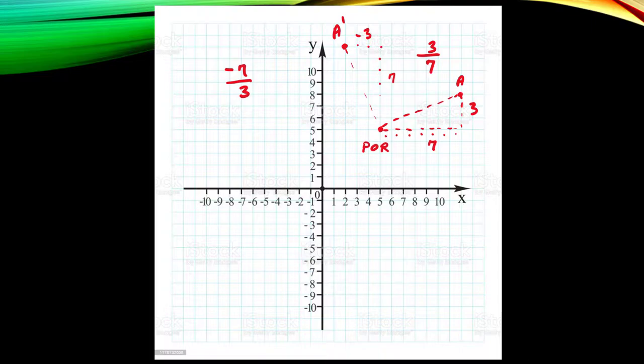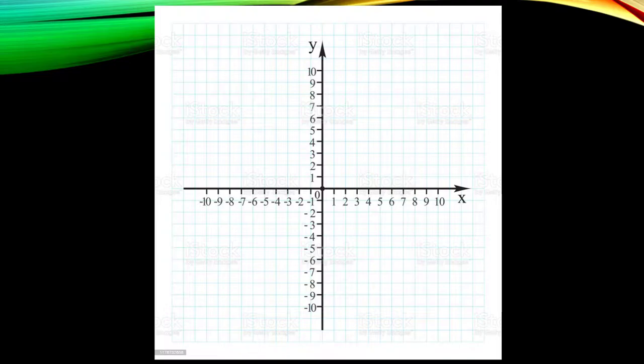And that's all there is to that. The easy thing about this is getting the slope and then creating a new line with the inverted reciprocal of the slope. And you're left with the rotated point.